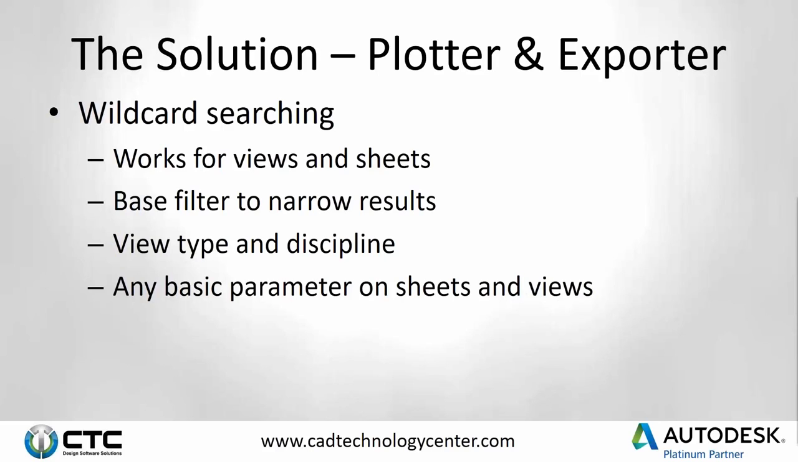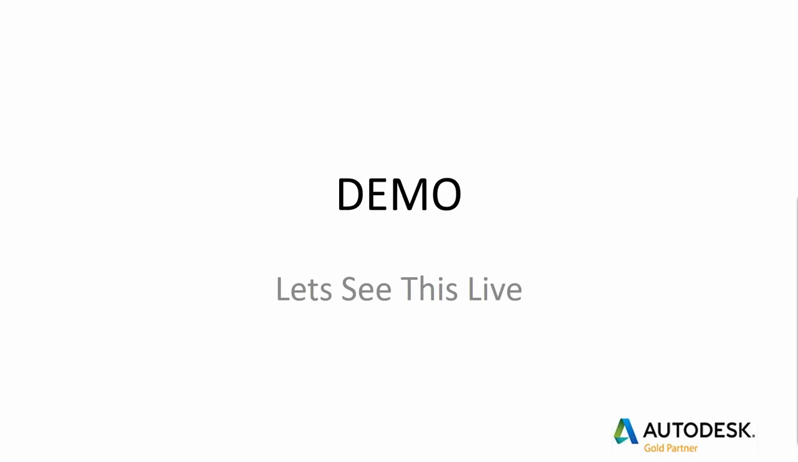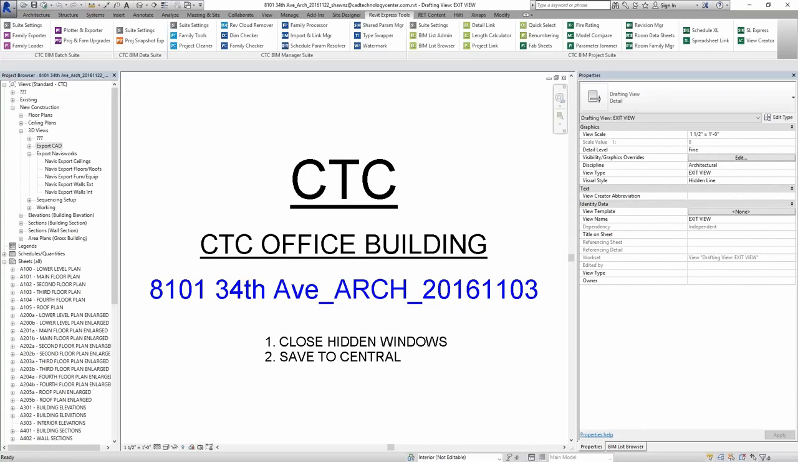With views specifically, you can use things like type and discipline of the views. Any basic parameter in sheets and views can be used to actually run the filtering. So it's a quite well-rounded tool set here for creating nice, powerful filters, and we're going to talk exclusively about those features today. So let's see this thing live. Let's jump into Revit and see how this thing functions.